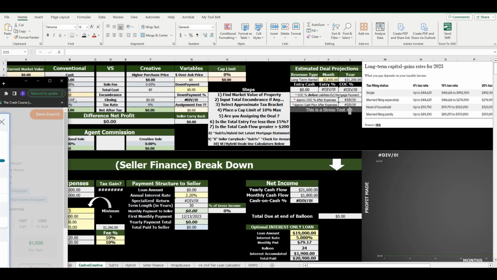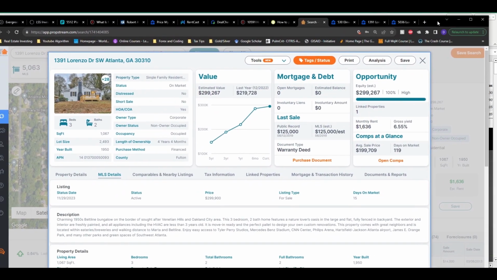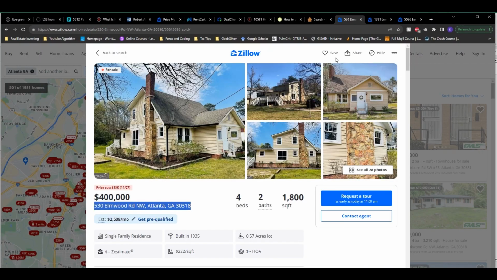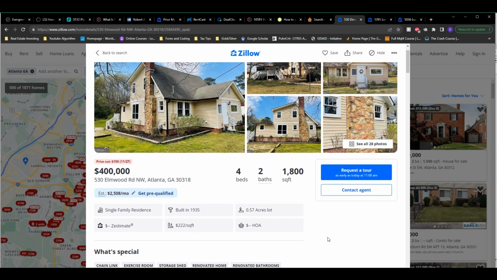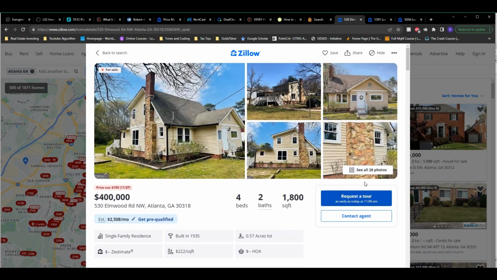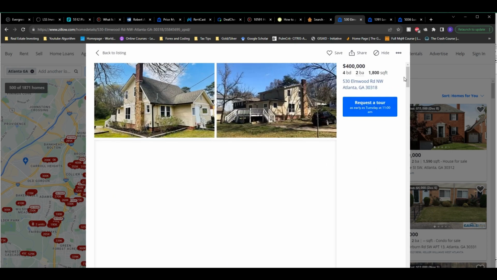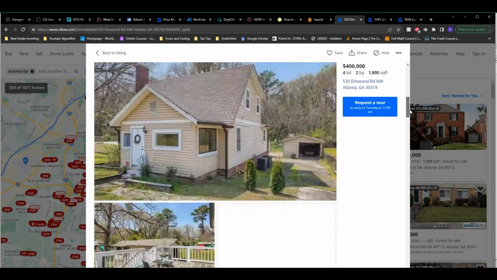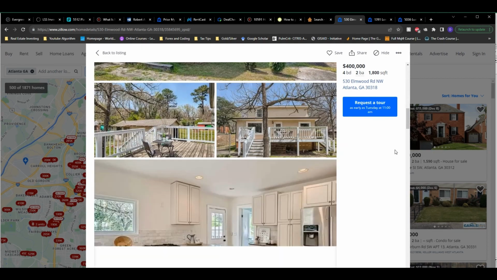I'm going to drag this window on over. This is the property that we are going to underwrite for subject to. Now, a quick glance at it. We can take a quick look at the property photos, should you choose.